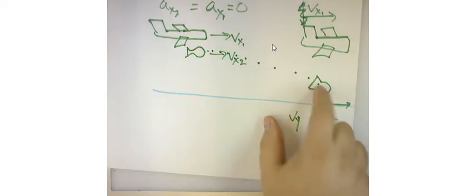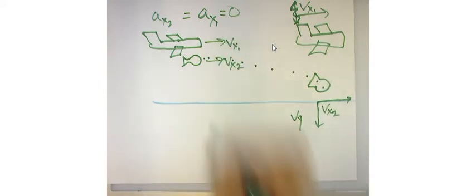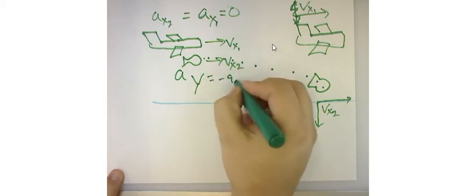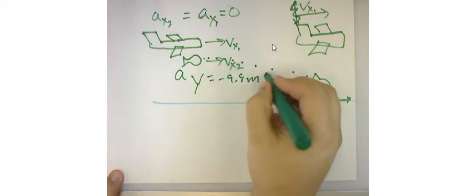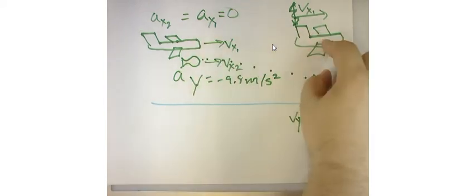But there's nothing keeping the bomb floating. The bomb doesn't have any wings, so gravity acts upon it. So the acceleration in the y direction is equal to negative 9.8 meters per second squared. So the only thing that changes is that the bomb drops to the ground. But they're going the same velocity, right?